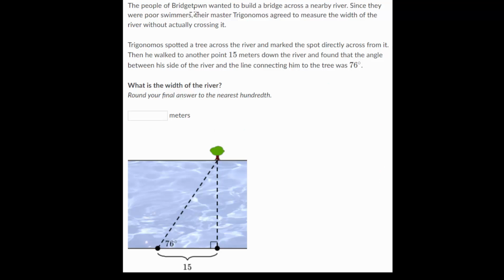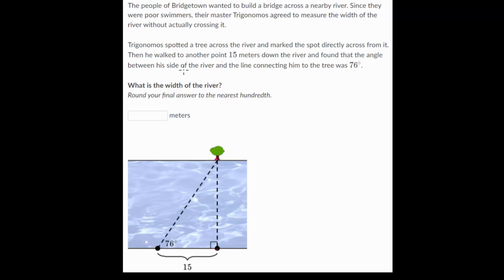The people of Bridgetown wanted to build a bridge across a nearby river. Since they were poor swimmers, their master Trigonomus agreed to measure the width of the river without actually crossing it. So it looks like we're measuring how wide the river is. So Trigonomus spotted a tree across the river and marked the spot directly across from it. That's right here and here.